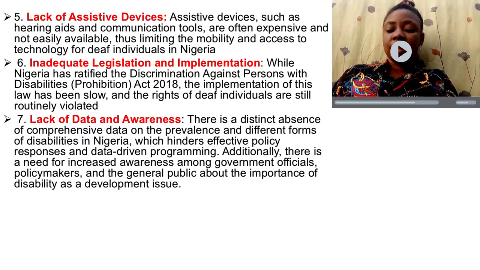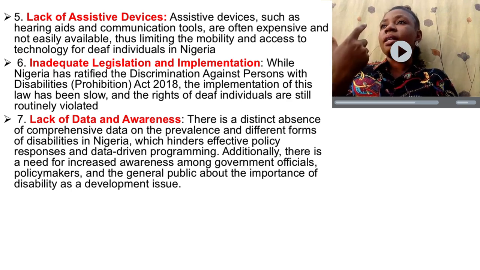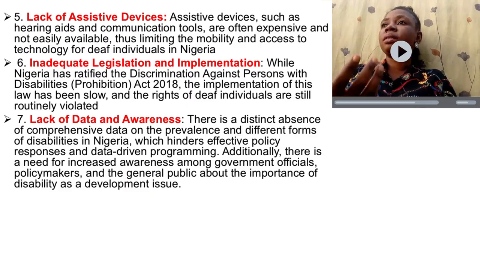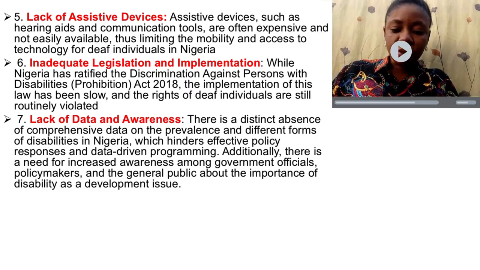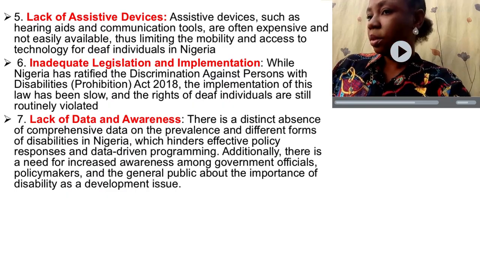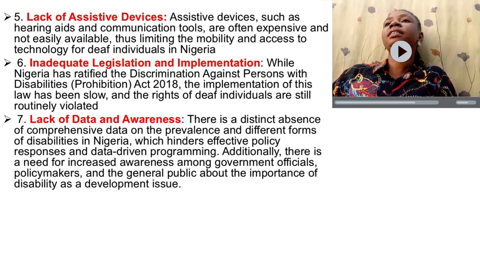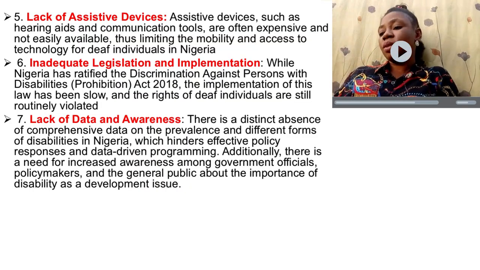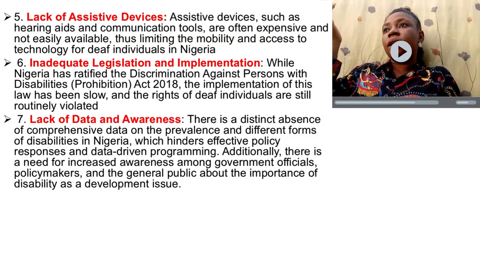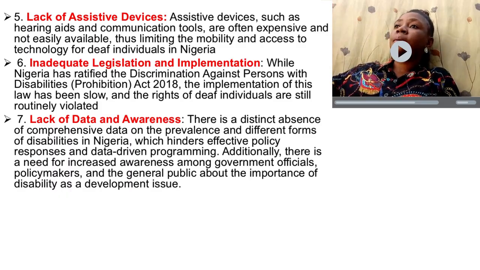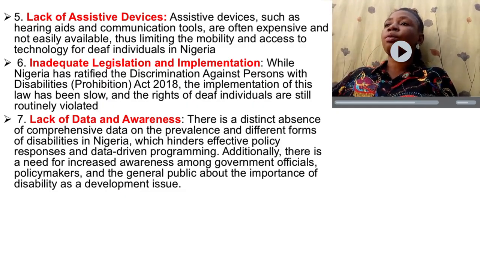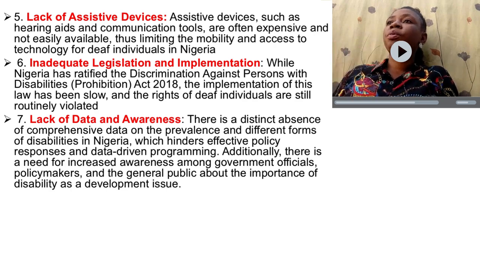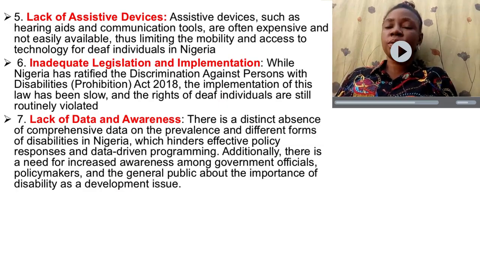So we have inadequate legislation and implementation. Yes, we have the disability law that was passed in 2018, the Discrimination Against Persons with Disability Prohibition Act. And from then, 5 years was given for it to be implemented. So you give 5 years for people to domesticate the law, to incorporate all they need to ensure an inclusive society.